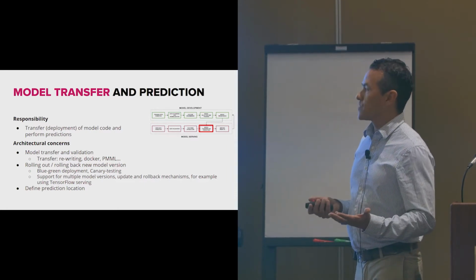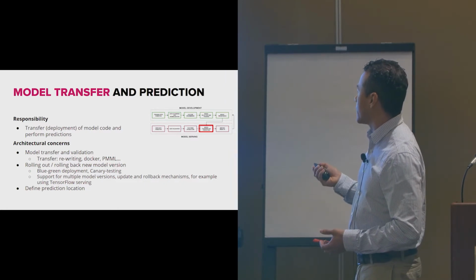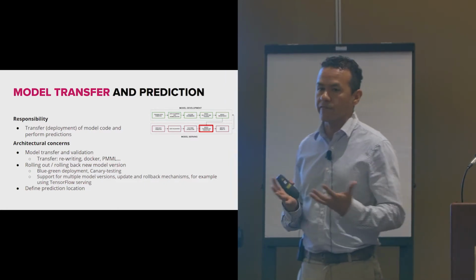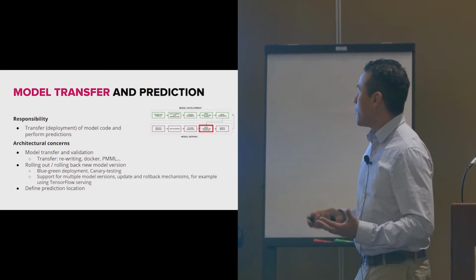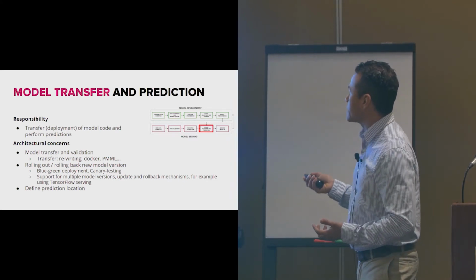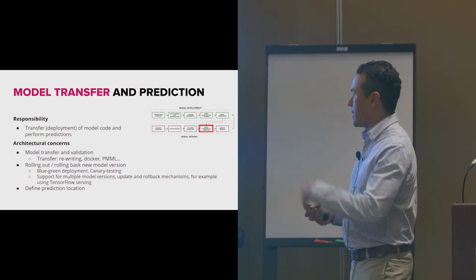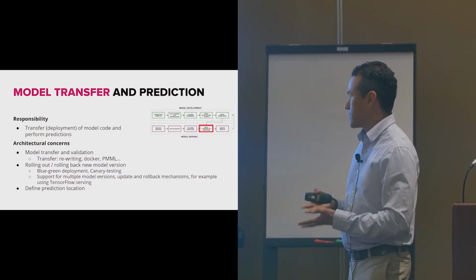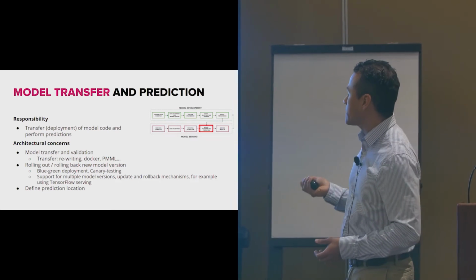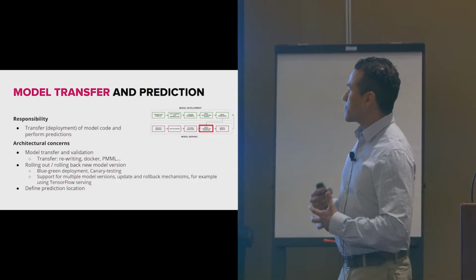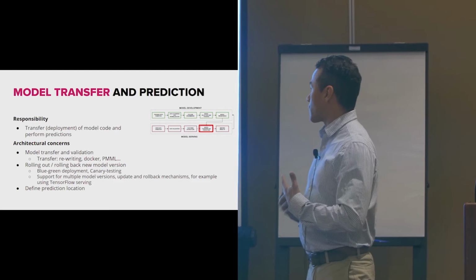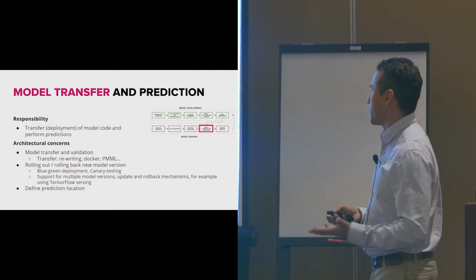So there's different approaches. It may be necessary to rewrite the model if the model development and model serving environments are totally different, or maybe it can be containerized and sent to the serving environment. Again, if we use these independent representations, we need to set up the runtimes for executing these. It may be necessary to consider strategies for rolling out or rolling back the new versions of the model.